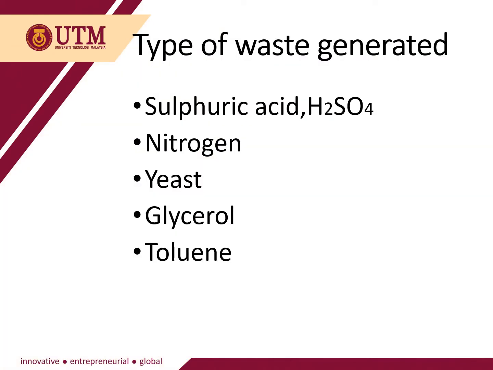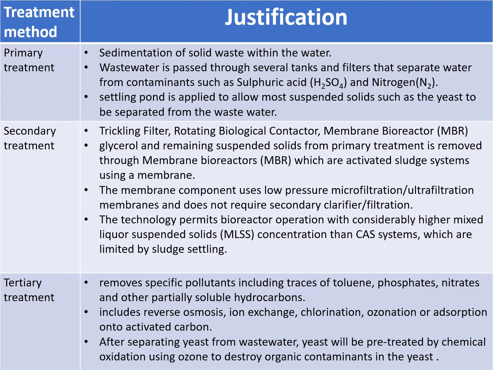The type of waste generated in our plant is sulfuric acid, nitrogen, yeast, glycerol, and toluene. Therefore, we have come up with a few treatment methods to remove these wastes. Three different stages of treatment were proposed: primary treatment, secondary treatment, and tertiary treatment.